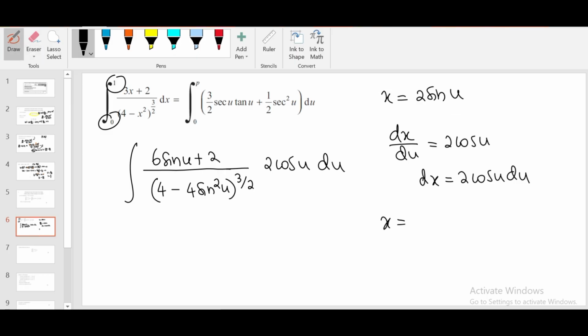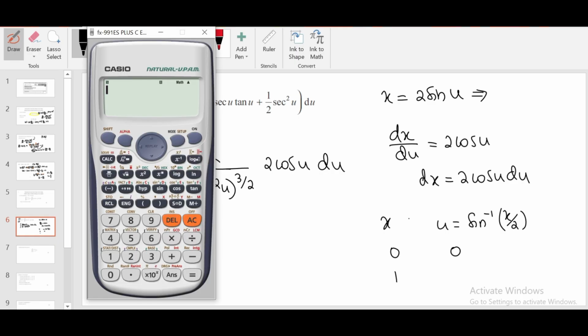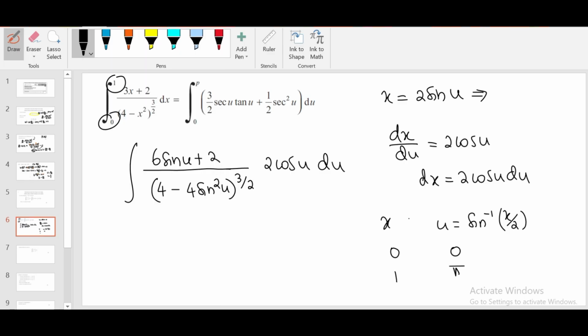When you make u the subject, x over 2 is sine u. So u would be sine inverse of x over 2. So when you replace the lower limit 0, sine inverse of 0 is 0. When you replace the upper limit 1, sine inverse of half is pi over 6. So the limits are 0 to pi over 6. So we have converted everything in terms of u already.